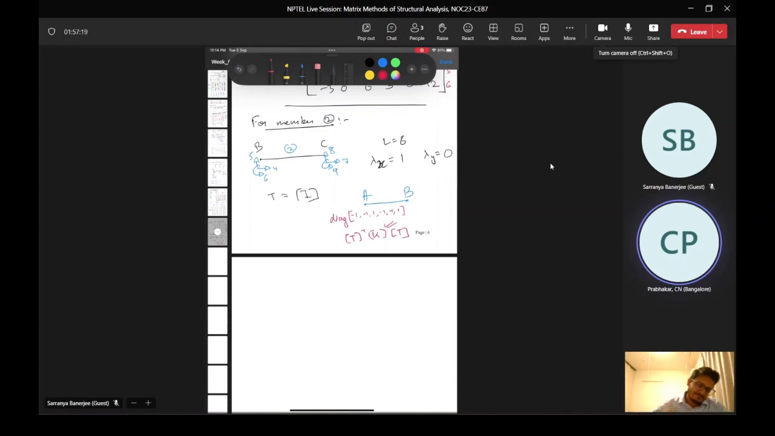When we derive that element matrix, we consider 1, 2, 3, 4, 5, 6. But in this case, if I change this B to 1, 2, 3 and A as 4, 5, 6, then I'll write that element as starting with 4, 5, 6, 1, 4, 2, 5, 3, and 6, 4, 1, 2, 5, 3, 6. That remains the same.